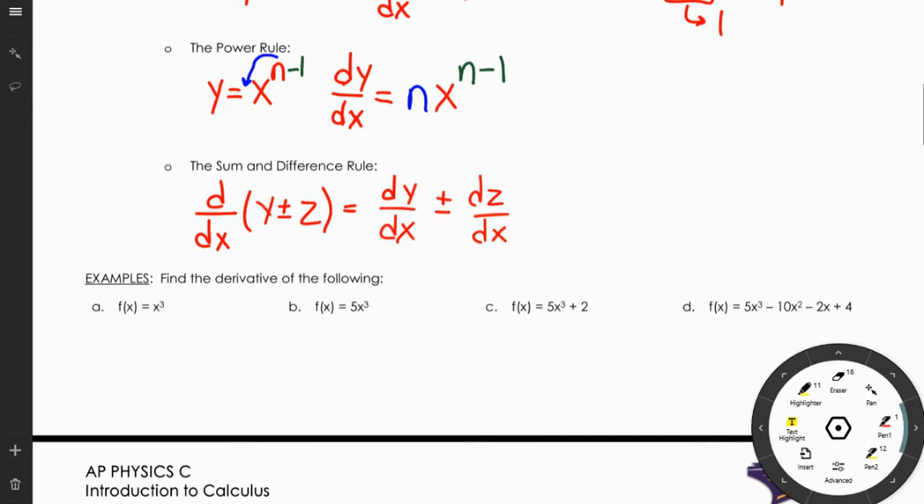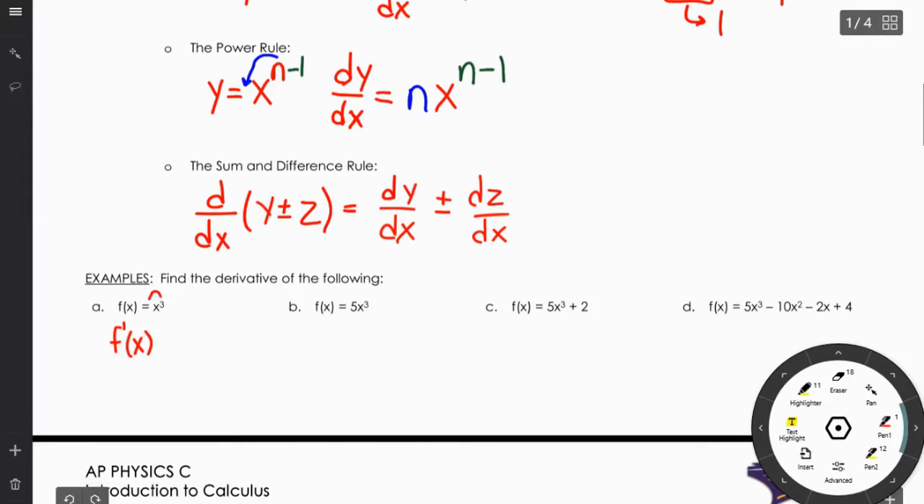Okay, so here are some general math examples. We're going to find the derivative of the following. For part A, we have f of x equal to x cubed. So we're going to find the derivative, f prime of x, because that's our derivative notation. That's what we're finding. So remember the power rule.